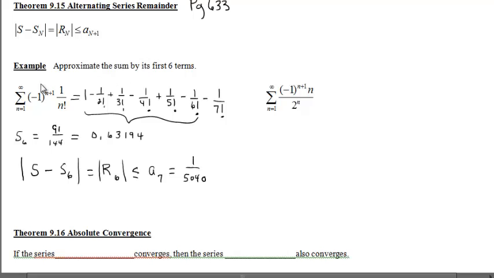Okay, so we're not quite done. We haven't really fulfilled what they want us to do: approximate the sum by its first 6 terms. So this is the remainder, or this is the 7th term right here. So we know the remainder is going to be less than this value. Okay, so to finish this up, we're going to create an inequality.